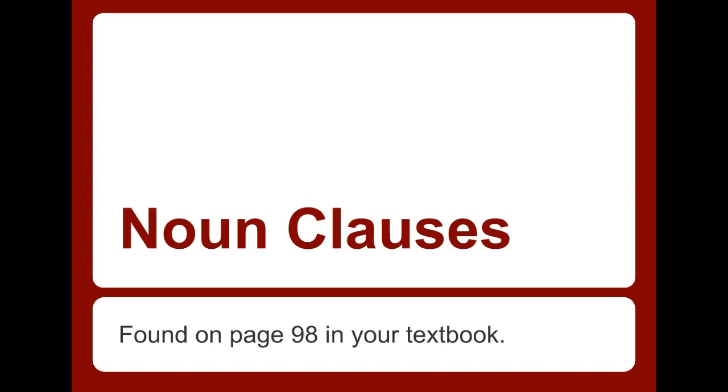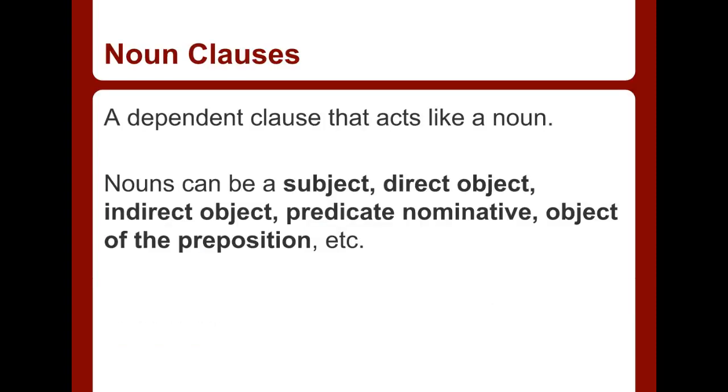If you're following along in your textbook, this is found on page 98. A noun clause. Guess what it is? It is a dependent clause that acts like a noun. Nouns, a quick refresher, can be one of the following. They could be a subject, a direct object, an indirect object, a predicate nominative, or an object of the preposition. There are others, but those are the main ones.